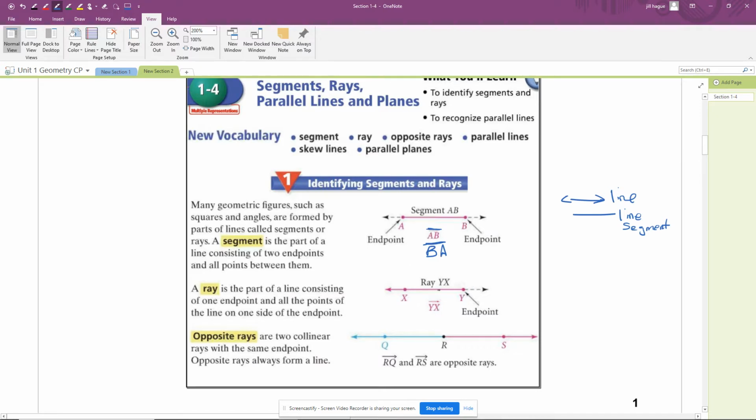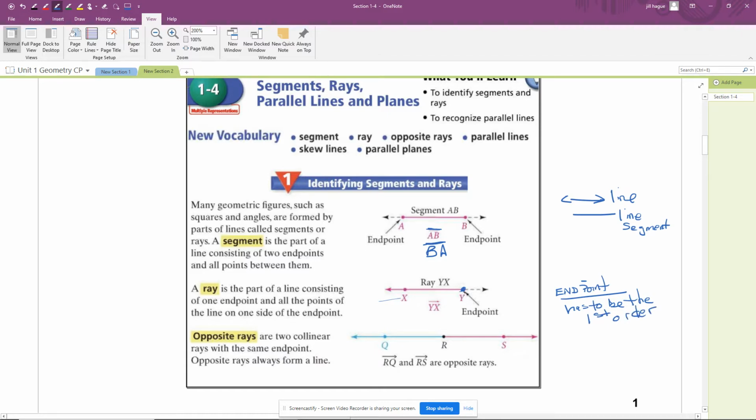Okay, then we get to ray. A ray is a little bit trickier. Think of a ray almost like a flashlight, where you hold it in your hand is the endpoint, and then it shines a beam of light in only one direction. So a ray does have an endpoint, and the endpoint has to be the first letter. Super important. With the other ones, the order does not matter. With a ray, the order matters.